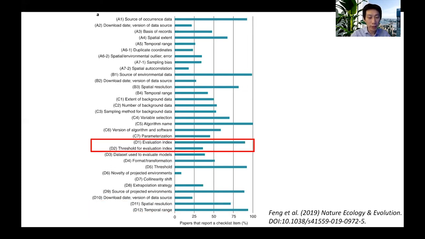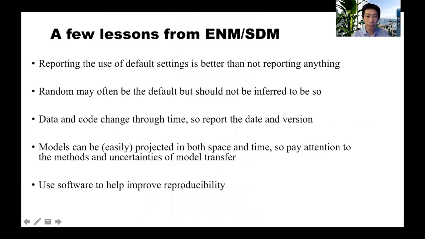Another thing is that the model evaluation index is almost always reported. However, the threshold for some of the evaluation indices is less commonly reported, probably only 1 out of 3 of the papers report that. So that's just a variety of things people have paid attention to. Obviously, some things like the modeling algorithm name have always been paid attention to. On the other side, some things have been paid less attention to.